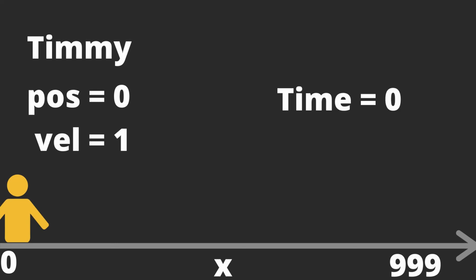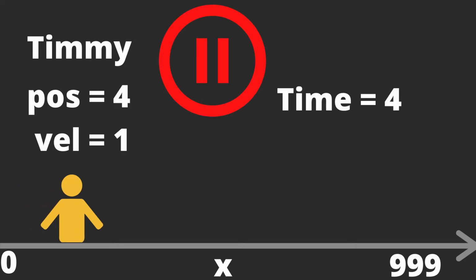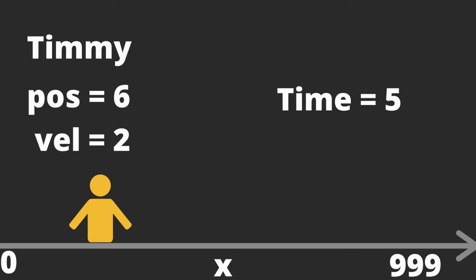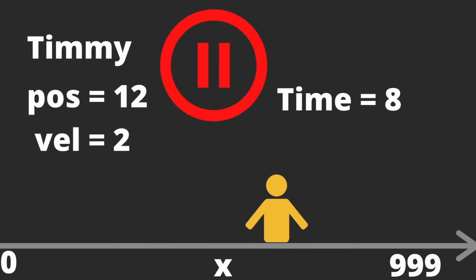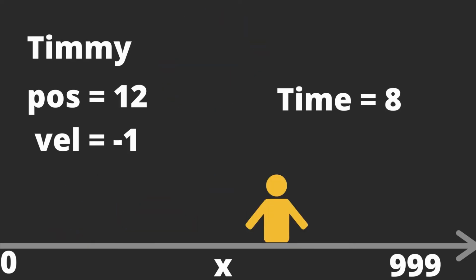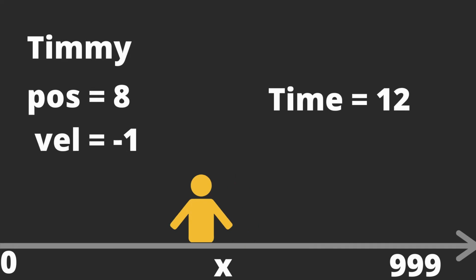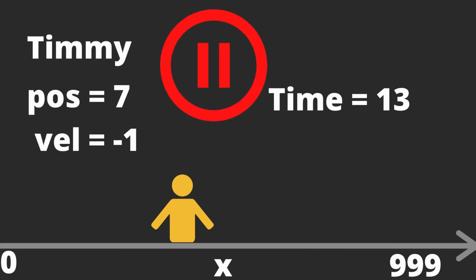Let's say I make it 1. Now, Timmy will move 1 unit forward every second. If I make the velocity 2, he will now move 2 units every second. Now, if I make it negative 1, he starts moving backwards by 1 unit every second.